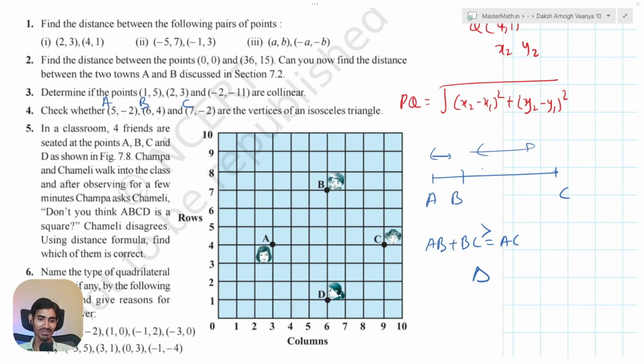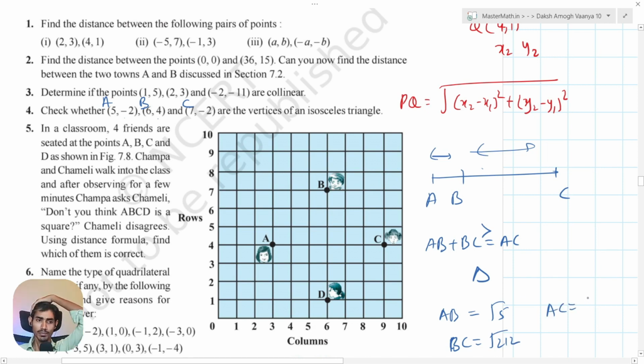For AB, the value is root 5. For BC, we are getting root 212, and for CA, we are getting root 265. So AB plus BC is not equal to CA, so this won't be collinear. AC was root 265.